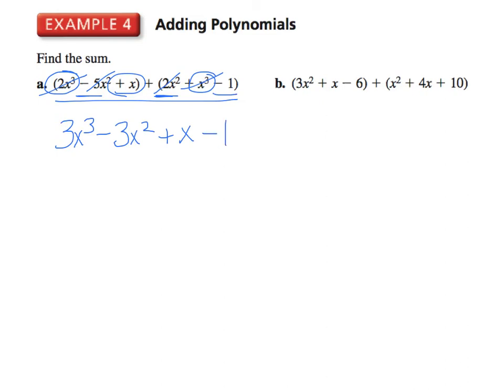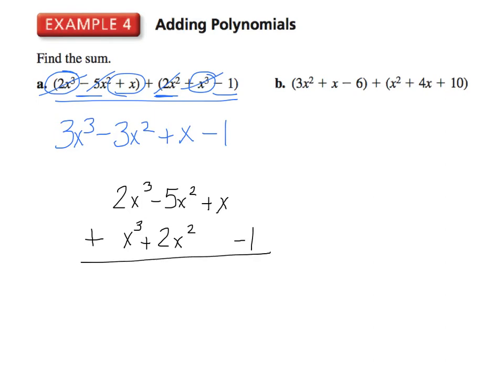So my polynomial is 3x to the third minus 3x squared plus x minus 1. Super easy. If you wanted to line them up, it would look like this. 2x to the third minus 5x squared plus x plus 2x squared. Then the plus x to the third goes here, and then minus 1.